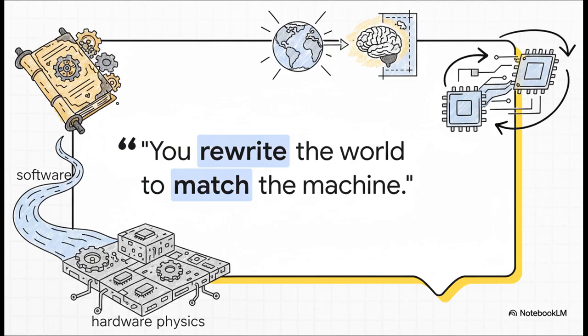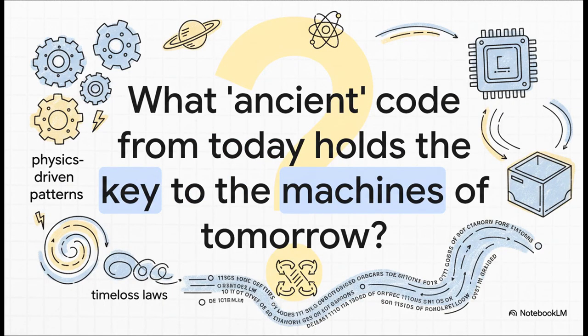Which leaves us with one last question to chew on. What are the essential physics-driven patterns that we're using right now? You know, among all the different frameworks and languages we use today, which parts are just temporary trends? And which ones are the timeless laws that programmers in the year 2050 will be rediscovering all over again? Pretty interesting thing to think about.